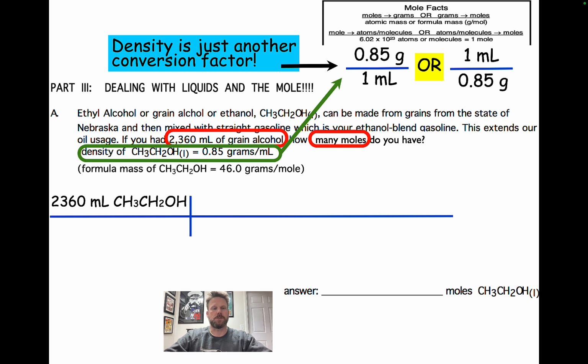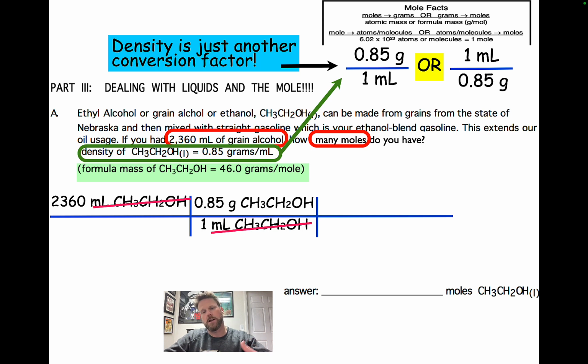Milliliters need to cancel, so I'm going to place 1 milliliter on the bottom of the train track, which means 0.85 grams of ethanol goes in the top section. Doing this causes the milliliters of ethanol to cancel. We are supposed to find moles of ethanol. If we stopped here, we would only calculate the grams of ethanol. So now we have to use the molar mass to convert from grams to moles.